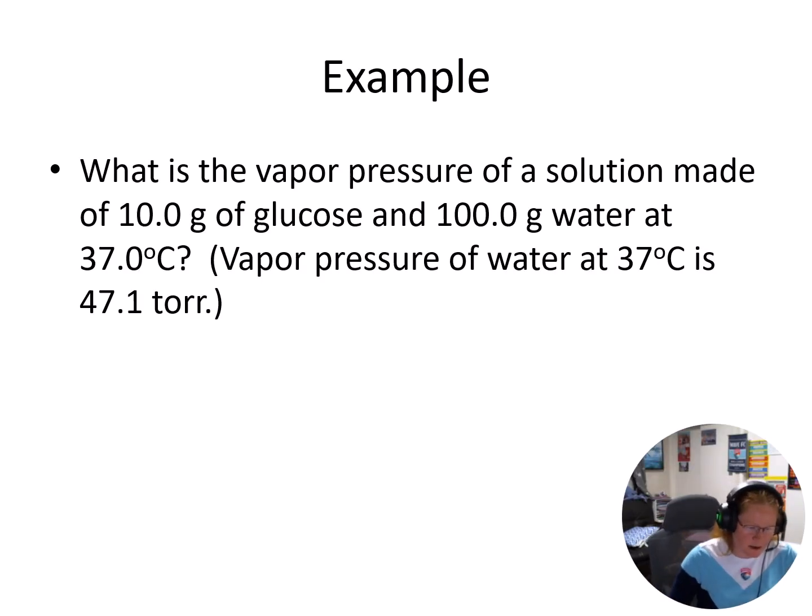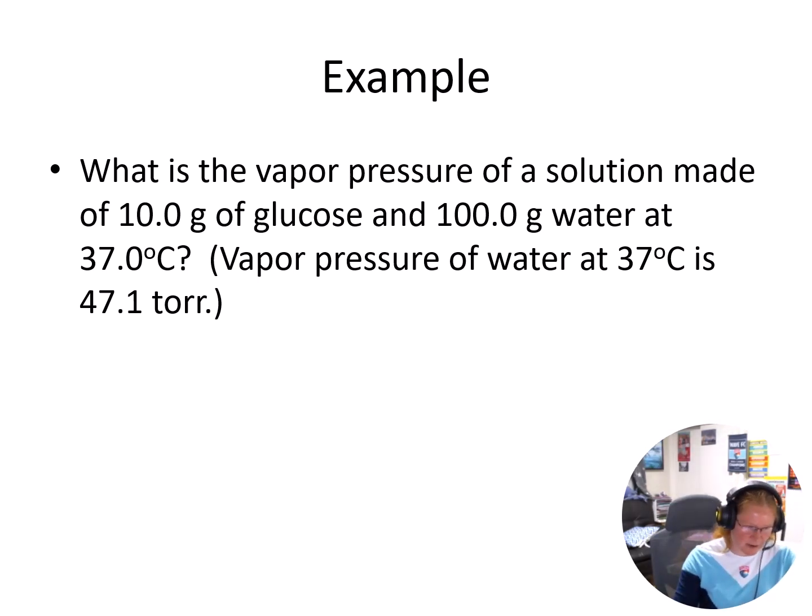We want to know what the vapor pressure of a solution made of 10 grams of glucose and 100 grams of water at 37 degrees Celsius is. From our CRC, we can look up that the vapor pressure of water at 37 degrees Celsius is 47.1 torr. We can look at this two different ways. We can do just a straight calculation, or maybe we're given a piece of information. Maybe they only give us the mole fraction of the solute. Well, how could we get the vapor pressure of our solution that way? So let's take a look at both ways.